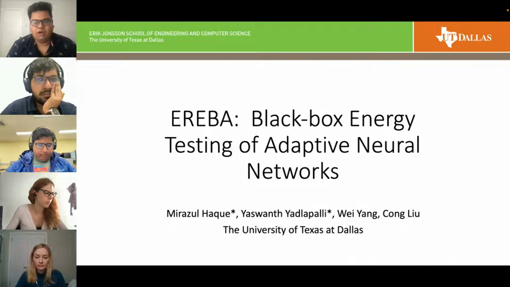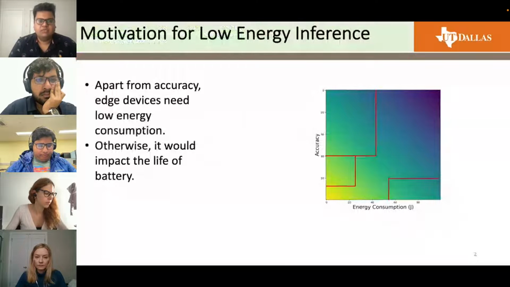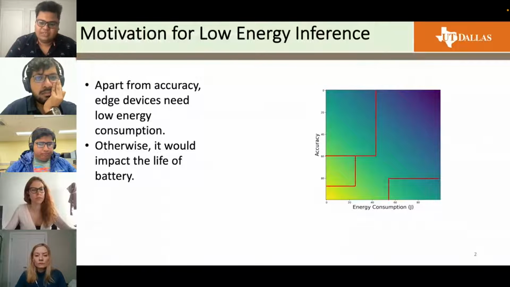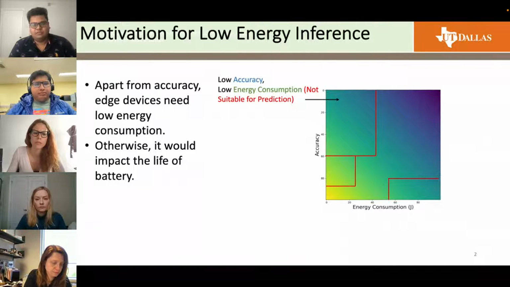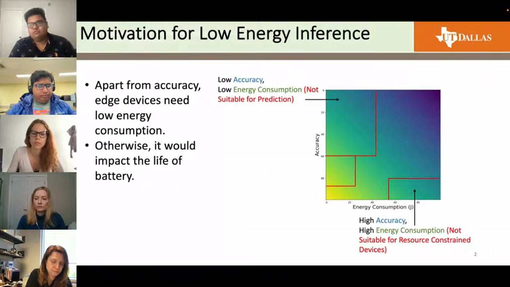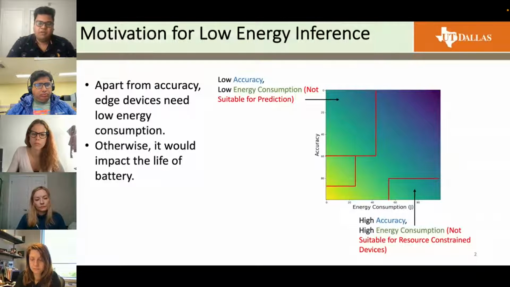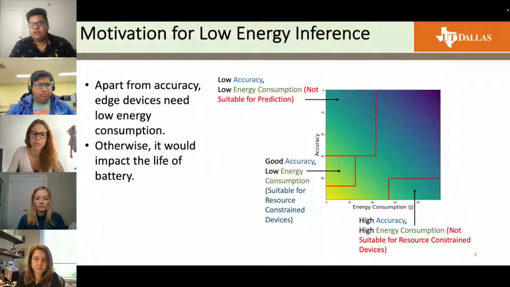Our group is from UT Dallas. So, to deploy AI models in edge devices, apart from accuracy, the energy consumption of the models also needs to be evaluated. Let's take an example. If a machine learning model has a lesser number of parameters, then the energy consumption is very low, but the accuracy is also very low in the majority of tasks. For machine learning models with billions of parameters, the accuracy can be quite high, but it also takes a lot of energy while doing the inference. But for edge devices, we need a model which has good accuracy but consumes lower energy.